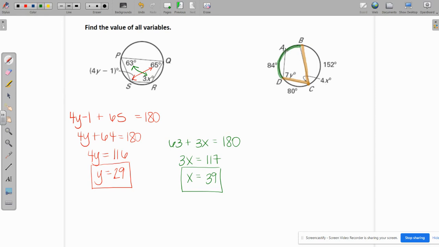So I notice that arc AD is 84 degrees, arc DC is 80 degrees, arc CB is 152 degrees. So if I can find the measure of arc AB, then I'll be able to figure out the measure of arc DB. So if I take 360 degrees and subtract 84, 80, and 152, I'll figure out what's left over for the measure of arc AB, which is going to be 44 degrees.